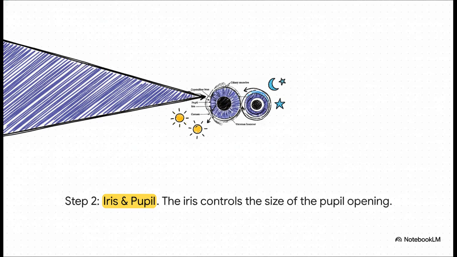Next, the light passes through the pupil. That's the little black dot you see in the center. Now, the size of this opening is controlled by the iris. That's the colored part of your eye. The iris adjusts the pupil's size to let in more light when it's dark or less light when it's bright.